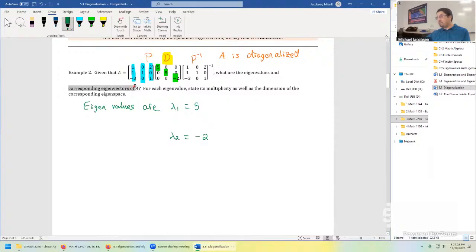We also want the corresponding eigenvectors, so let's get that part in. Eigenvectors are, actually, let me write it this way. The corresponding eigenvectors go V1, this column right here, corresponding to that entry 5, so 1, 1, -3.